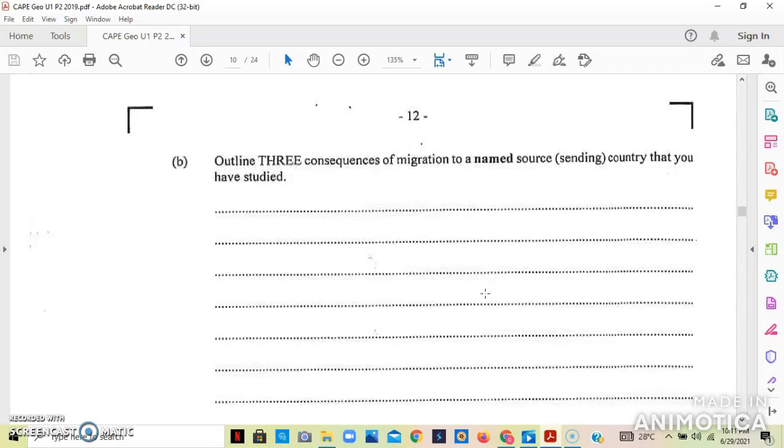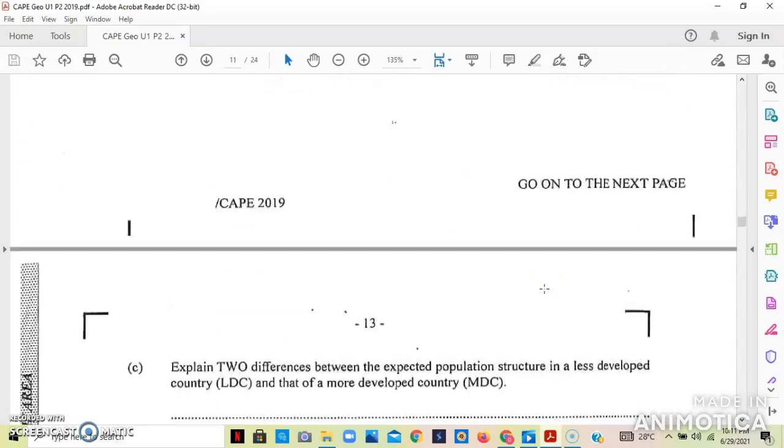And a very good thing about it is that the retired returning nationals add skills and finances to our country. So persons, once they migrate and they have worked all their life and they return home and they retire, they bring their skills and finances back to the country, which aids in the development. So once you're able to list just any 3 consequences, then you should be able to get your marks.